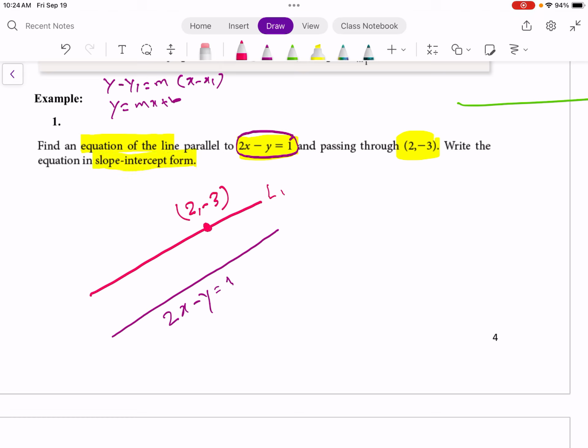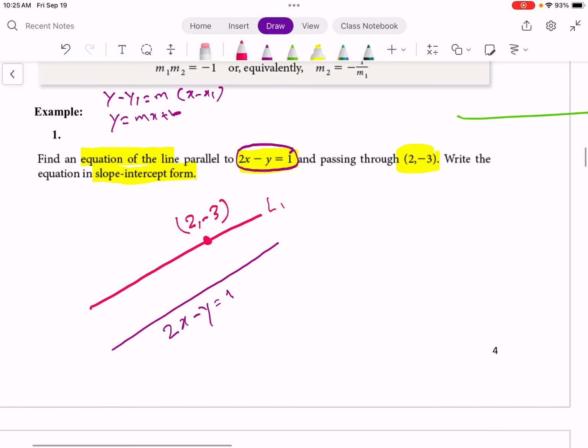So we are asked to find the equation of a line. That line is this L1, so we need to find the equation of this line. This line is parallel to 2x minus y equals 1, and passing through (2, -3). Passing through means that point is on the line. So (2, -3) is a point on the line whose equation we want to find. And finally we have to rewrite the equation of line L1 in slope-intercept form.